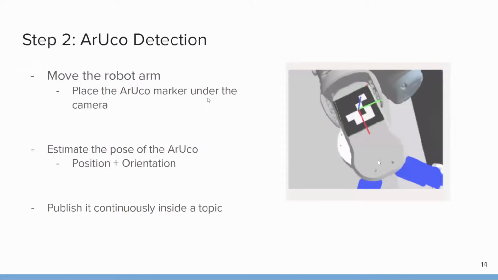So the second step is the Aruko detection. What we need to do is move the robot arm somewhere where it can be detected inside the camera frame. Then we are going to use computer vision tools to estimate the pose of the Aruko marker, which consists of both the position and orientation. And the last thing we're going to do is publish it continuously inside the topic so that it could be used later by other nodes.